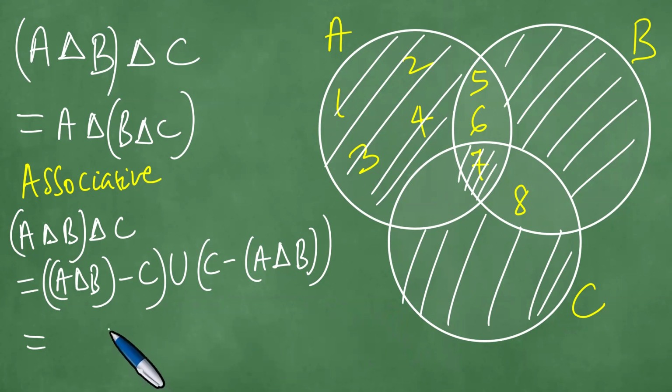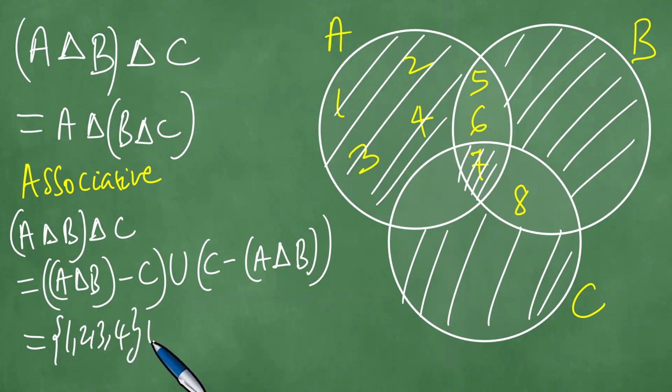Okay, so the question then becomes, what is the result? Let's look at the symmetric difference of A and B minus C. Here the symmetric difference of A and B is the shaded part. So we can go up to here. Then we remove C from it. So we're going to be left with 1, 2, 3, 4. Okay. Just take note of that.